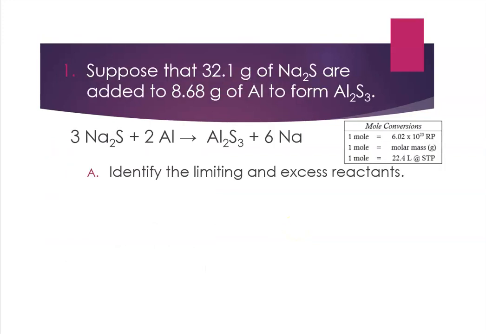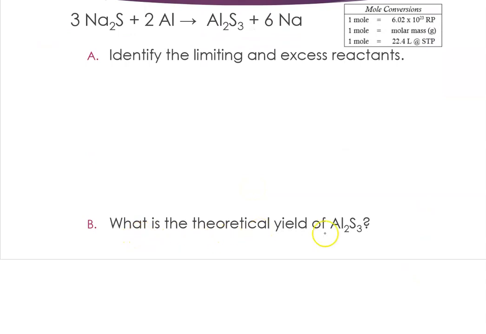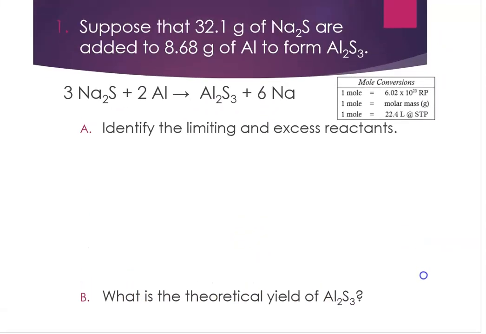All right, so let's look at this problem here. It says, suppose that 32.1 grams of Na2S are added to 8.68 grams of Al to form Al2S3. I'm given a balanced equation here, and then part A says, identify the limiting and excess reactants, and then later we'll get to part B, which says, what is the theoretical yield of Al2S3?